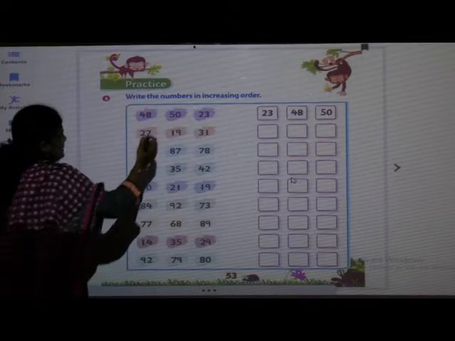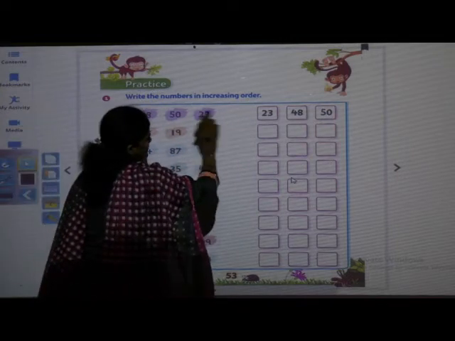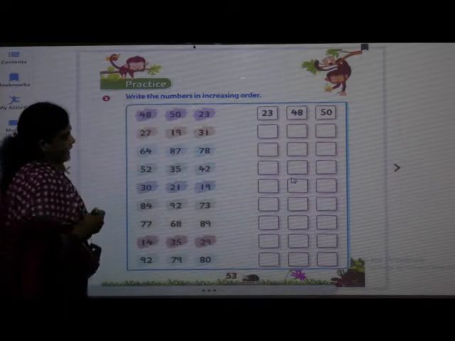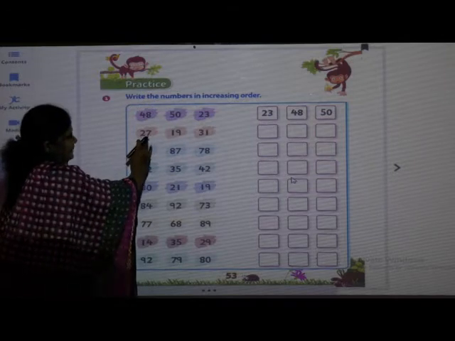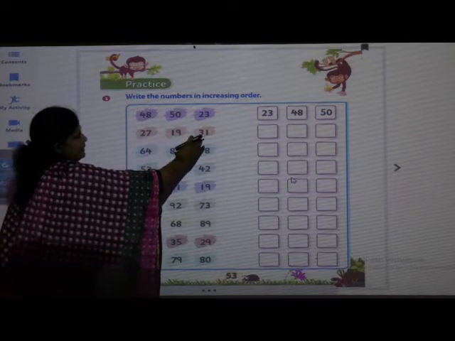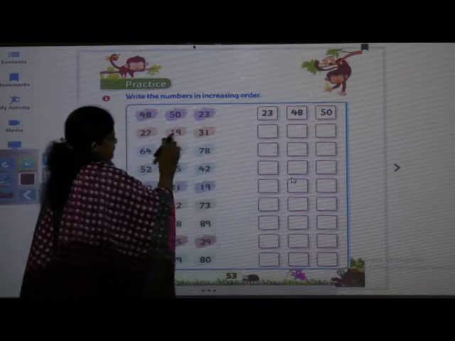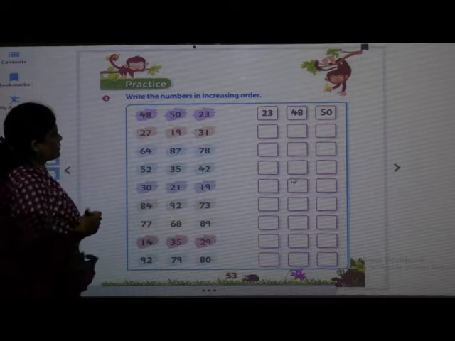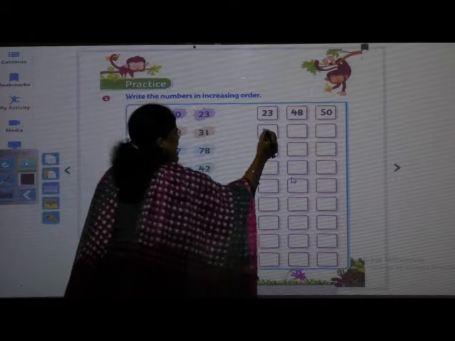See, write the numbers in increasing order. Already for the one sample here, it is written. We have to see and then we have to write. See here, the numbers 27, 19, 31. Then in this box, which number will come first? We have to see and write that. Which is the smallest number from these three given numbers? 19.